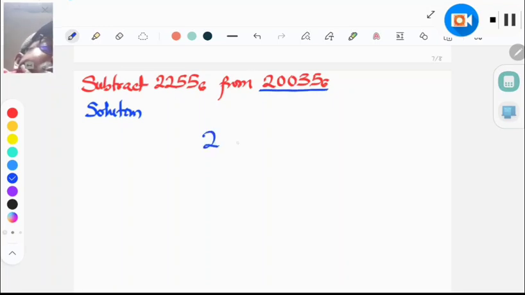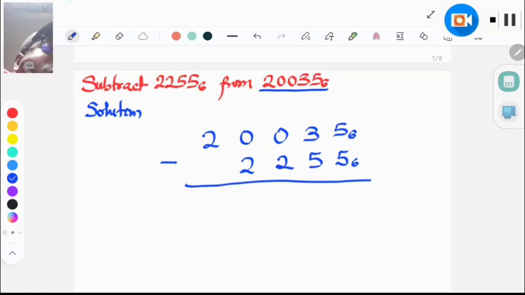So that's 20035 base 6 minus 2255 base 6. Okay, if we are going to do this, 5 minus 5, that's 0. Now 3 minus 5 is not possible. We can't borrow from this guy, we can't borrow from this guy. So we come to borrow from 2.